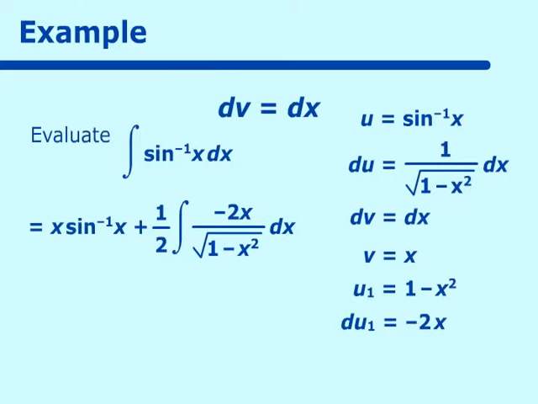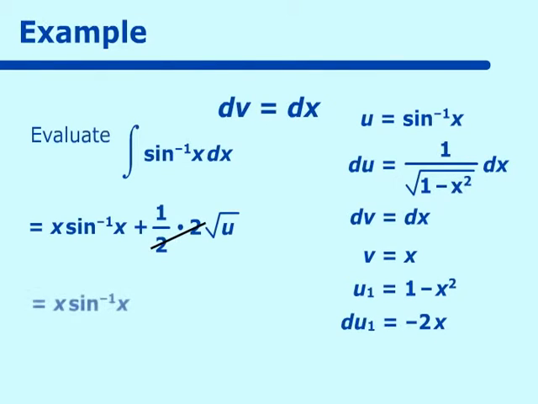So now we have 1/2 integral, where u is 1 minus x squared, and du is negative 2x dx. So this is du over the square root of u, which is 1/2 integral of 1 over the square root of u, the square root of u times 2. So these cross out, and we get a final answer of x arc sine of x plus the square root of u, which is 1 minus x squared, plus a constant. Let's go on.